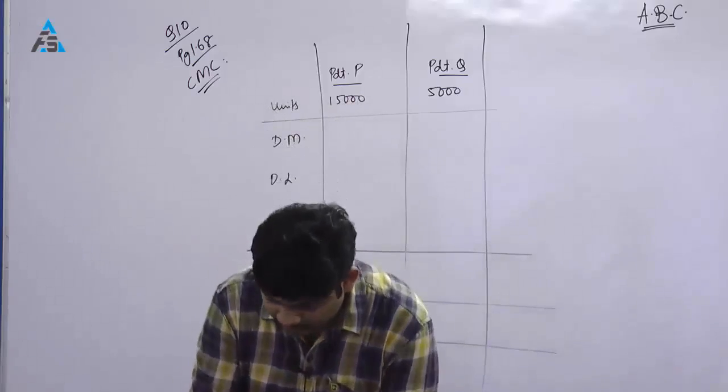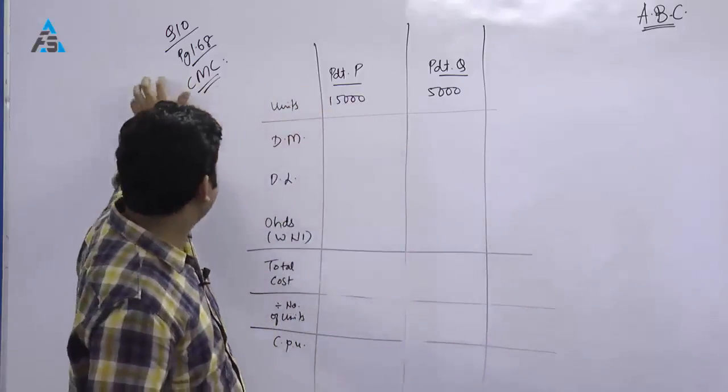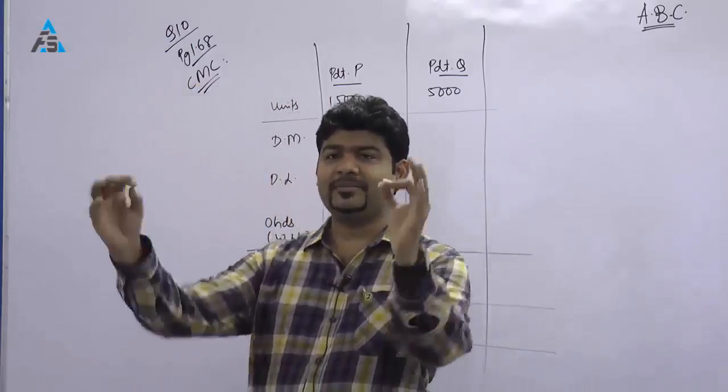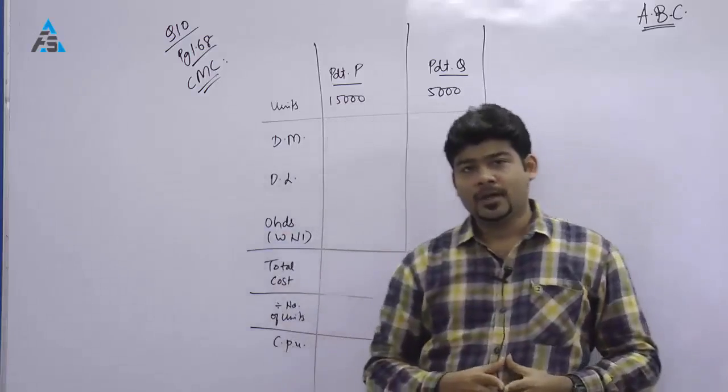Okay. So here we are picking question number 10, page 1.68 of your Grey PM. CMC is what we are starting with. Before that, activity based costing, again started by Kaplan.